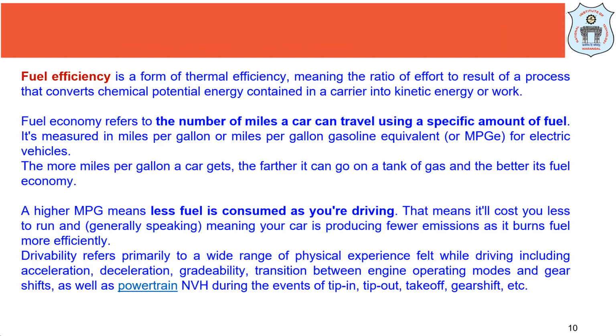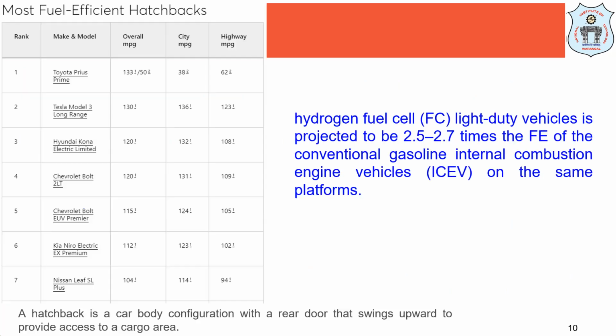If you take the on-road energy consumption as a basis, the fuel economy of the hydrogen fuel cell, particularly for light duty vehicles, is projected to be 3 times that of conventional IC engine based vehicles. That means that, considering overall fuel economy, it is going to be 3 times more efficient than your IC engine, that is, petrol or diesel based engines.